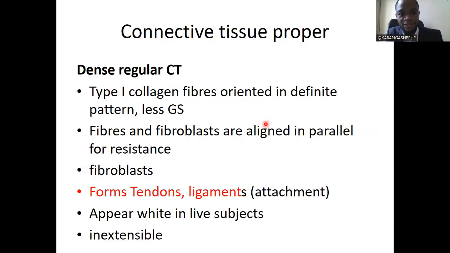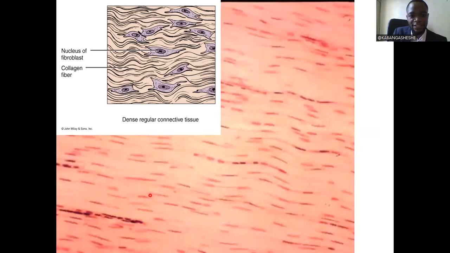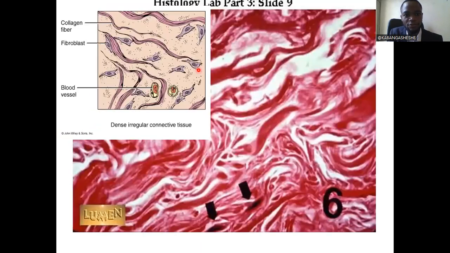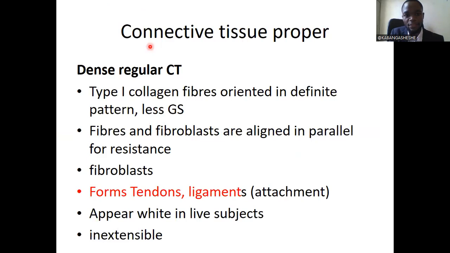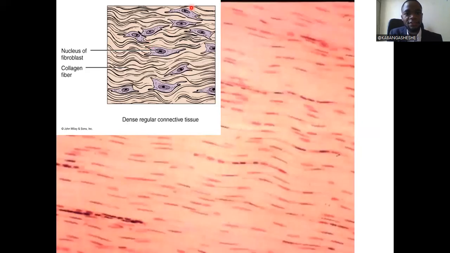Then what about dense regular? Dense regular mainly forms tendons and ligaments. Why do we call it dense regular? It's because the direction of the fibers is in one direction. So here you see that the fibers are going in almost the same direction. But if you check this one, these fibers are going like that. Observe this, turning back, making a C shape. So we call this irregular, and we call this one regular.